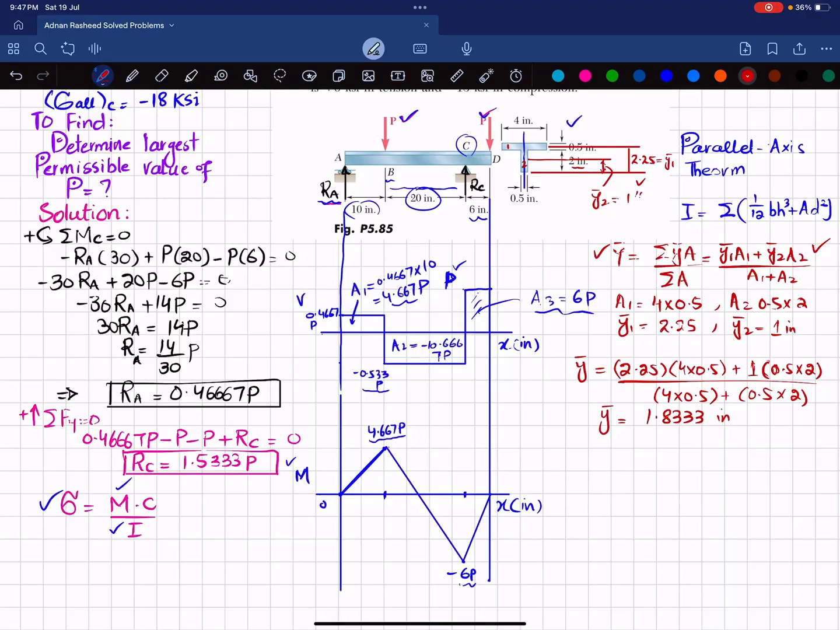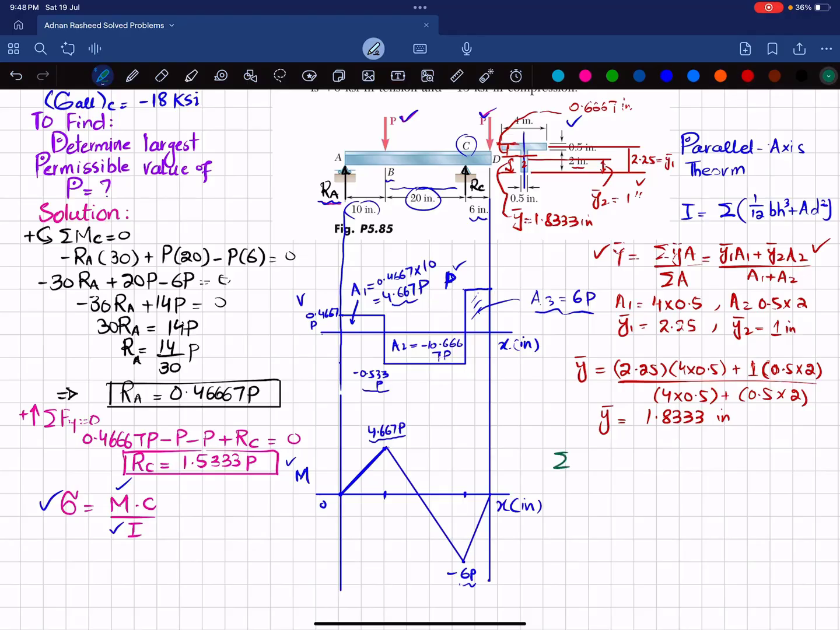It means that your centroid from this baseline is equal to, this is y dash bar. I will write it. This is y dash bar, and that is equal to 1.8333 inch. And the remaining top distance will be equal to 2.5 minus 1.833, and we will get 0.6667 inch. Now we will move toward finding the I, moment of inertia.